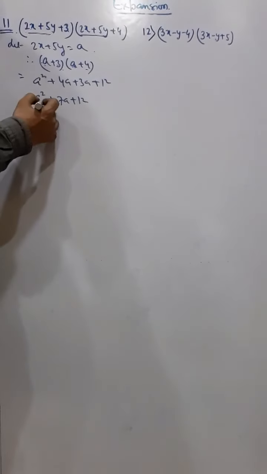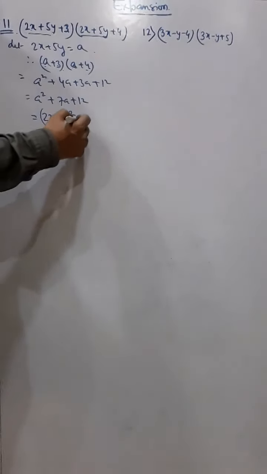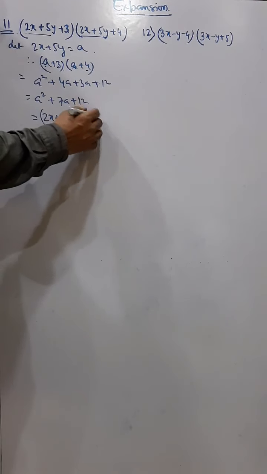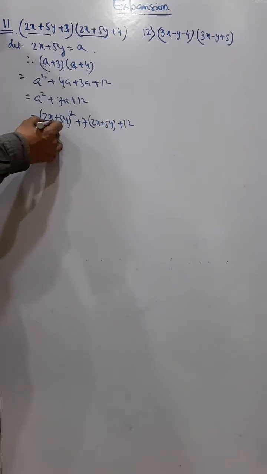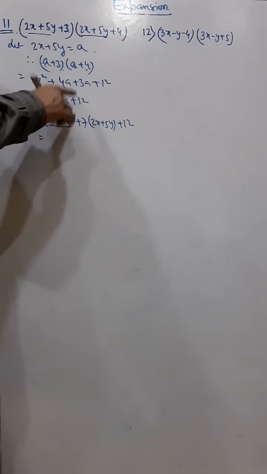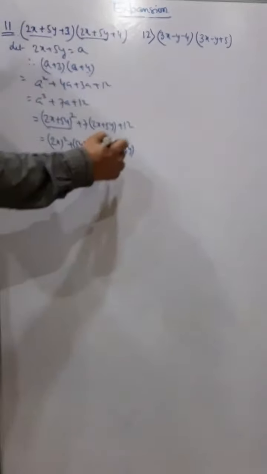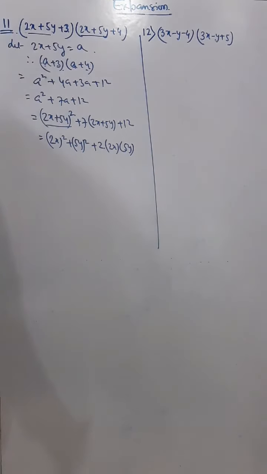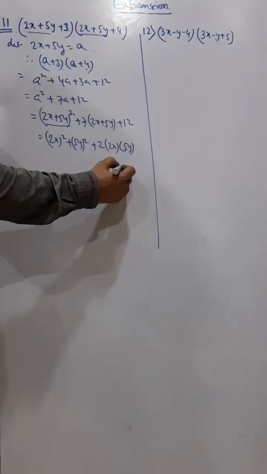What we got, a means 2x plus 5y whole square plus 7a, again 2x plus 5y, and plus 12, and we'll then again simplify this, that is a plus b whole square. We got a square plus b square plus 2 into a into b, and then plus this one you got 14x plus 35y, and then plus 12.